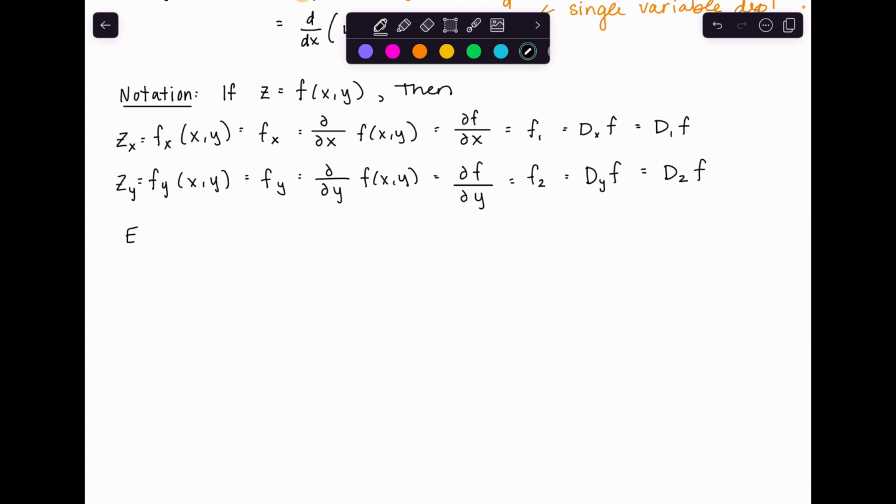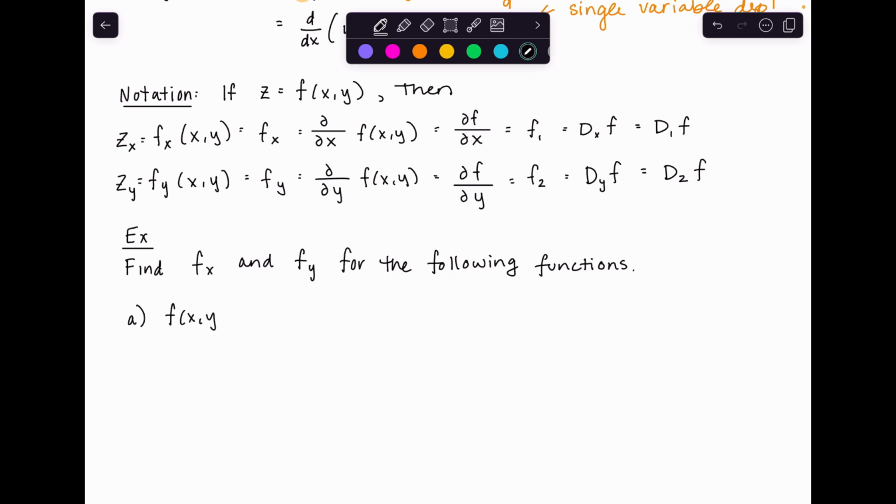All right, so now that we got all the notation and everything out of the way, let's try some examples. Let's find the first partials, f sub x and f sub y, for the following functions. And the first example we're going to look at is the function x to the fourth plus 8x squared y plus 5.